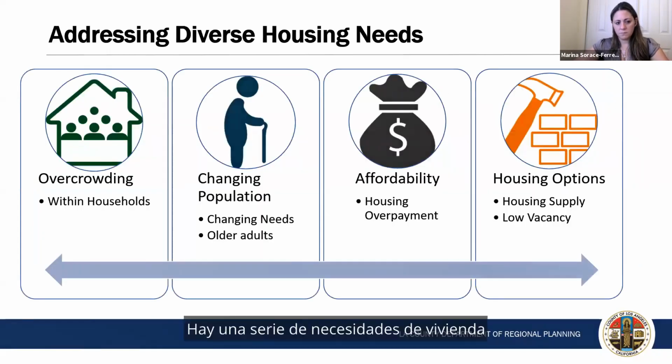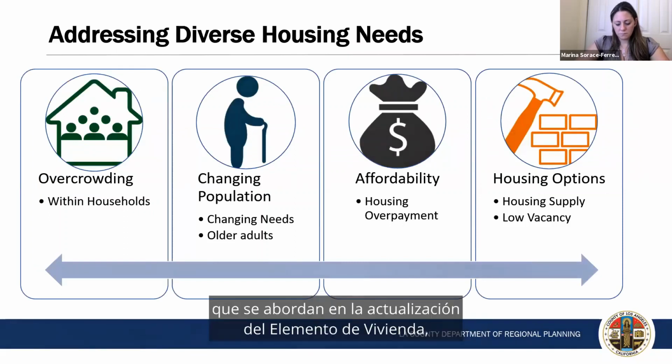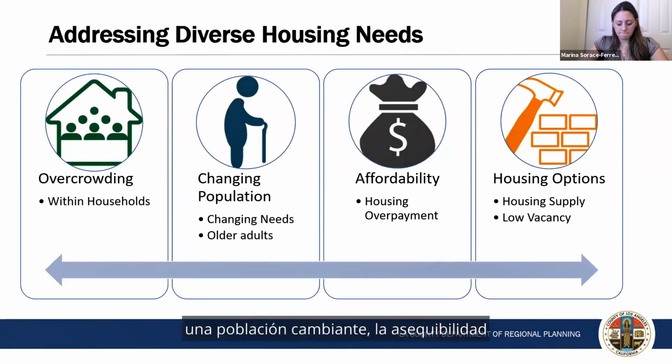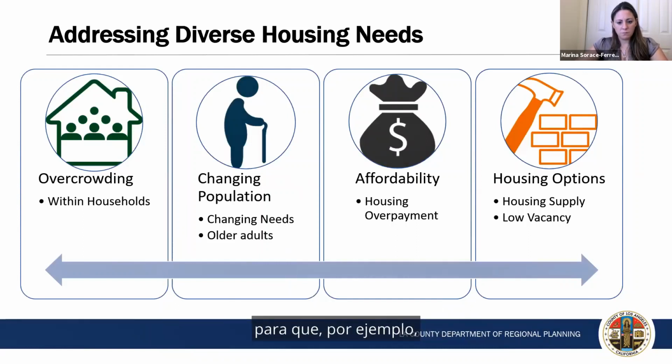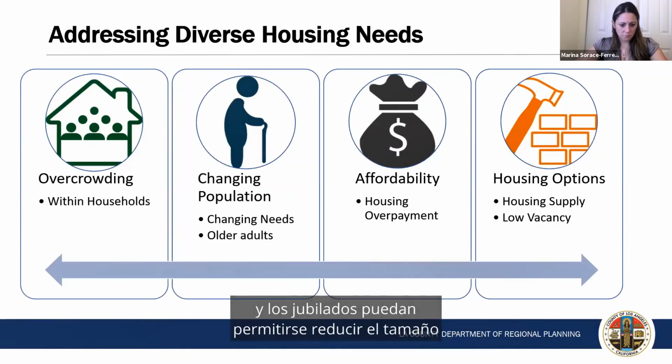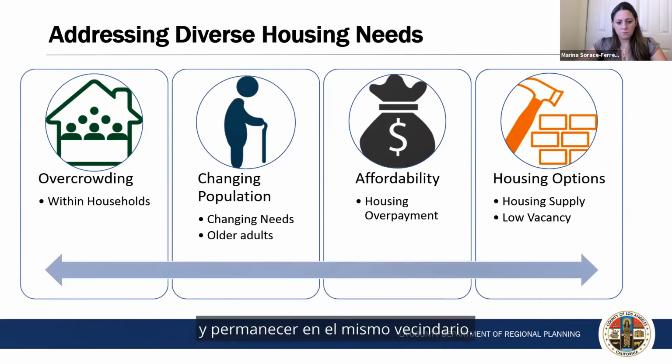There are a number of housing needs that are addressed in the housing element update, including overcrowding, a changing population, affordability, and the need to diversify housing options so that, for example, young people can get on the property ladder in a starter home and retirees can afford to downsize and stay in the same neighborhood.